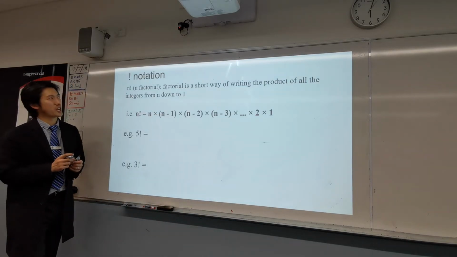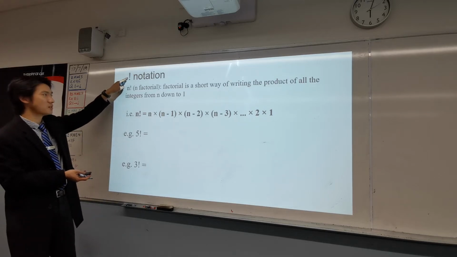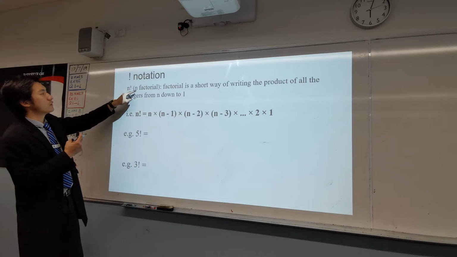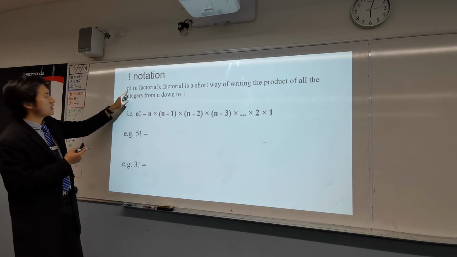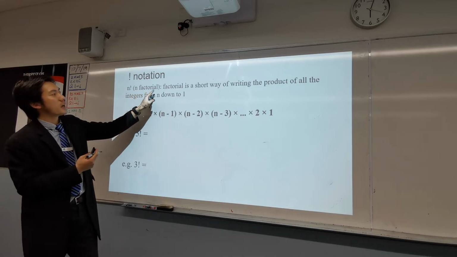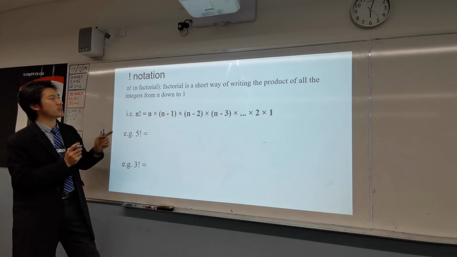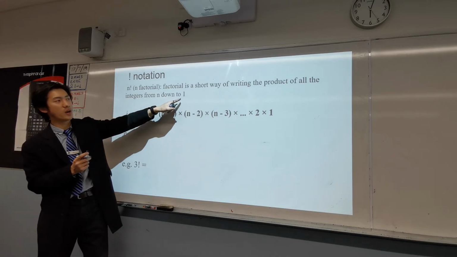Here's factorial notation. You know you've got factorial notation when you've got that exclamation mark. We call it factorial, so n exclamation mark is said as n factorial. And a factorial is a short way of writing the product of all the integers from n down to 1.